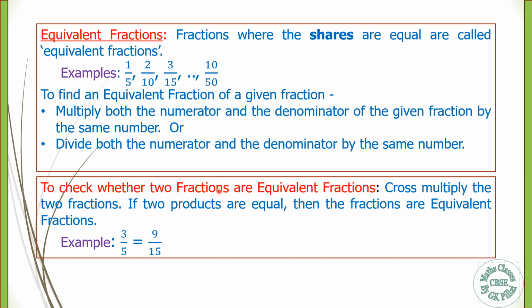Now, a short way to check whether the two fractions are equivalent fractions. You just cross multiply the 2. 3 by 5 equal to 9 by 15. 9 into 5, 45. 3 into 15 is also 45. So these two are definitely equivalent fractions.